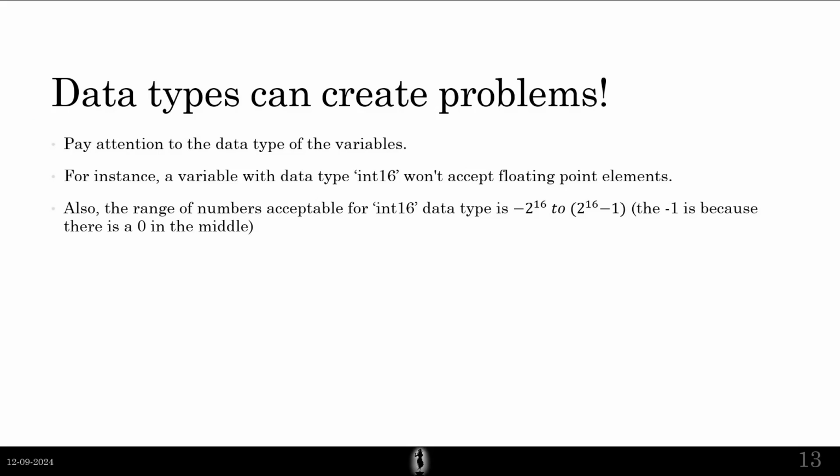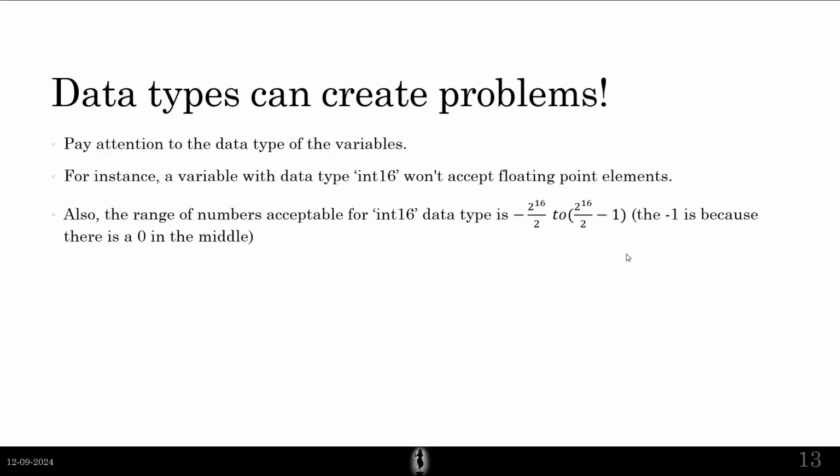So we saw data types can create problems. For instance, int16 won't accept floating points, and it is limited to this particular range. Oh, there's a mistake here. It should be divided by 2. The -1 over here is because there's a 0 in the middle, so you also have to account for that 0. That's why you go from minus this by 2 to this by 2, minus 1.